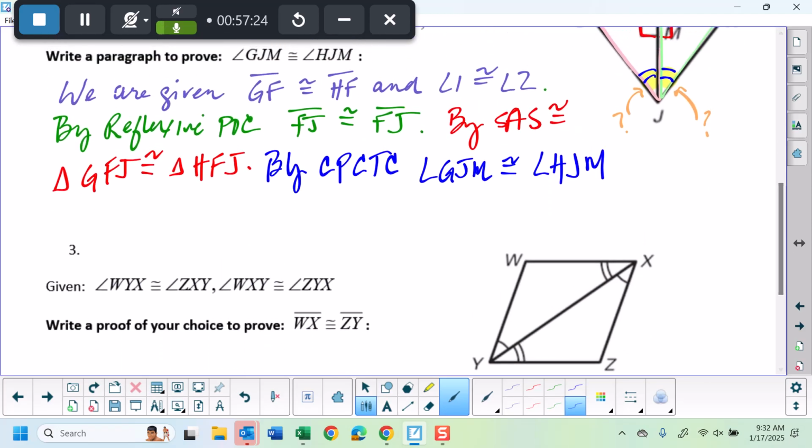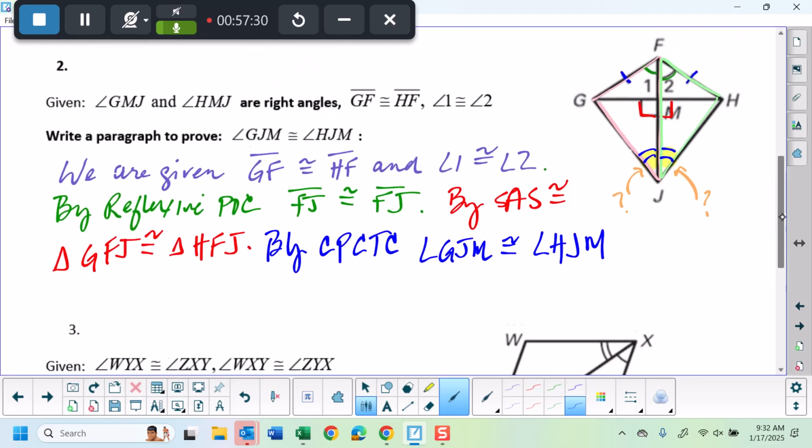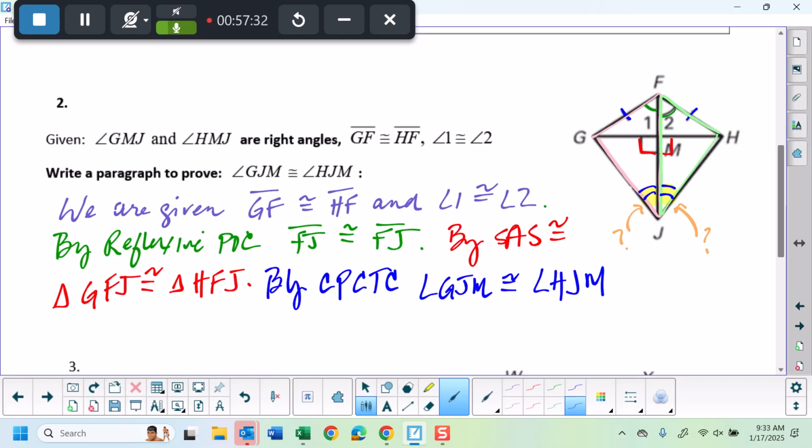Go ahead. When you said reflexive property, is it FJ and FJ again, or is it FJ and JF? It's FJ and FJ again because there's no rotations happening here. So these two angles correspond and these two angles correspond. So FJ, that relationship wasn't twisted or turned. It's a reflection where it was just folded. So the orientation of the vertices didn't change. Not so bad.